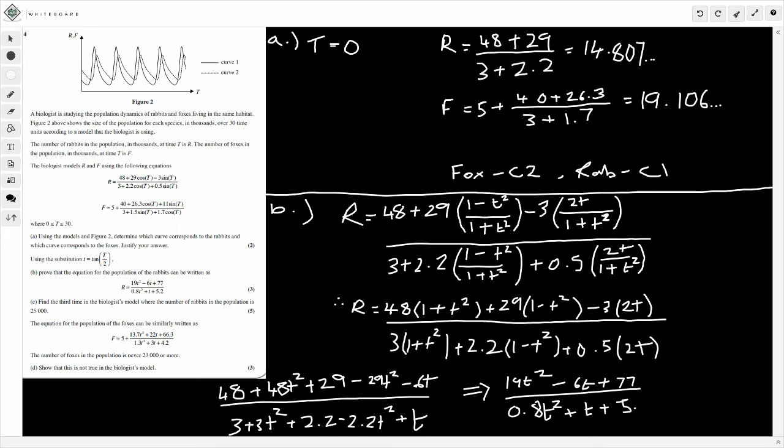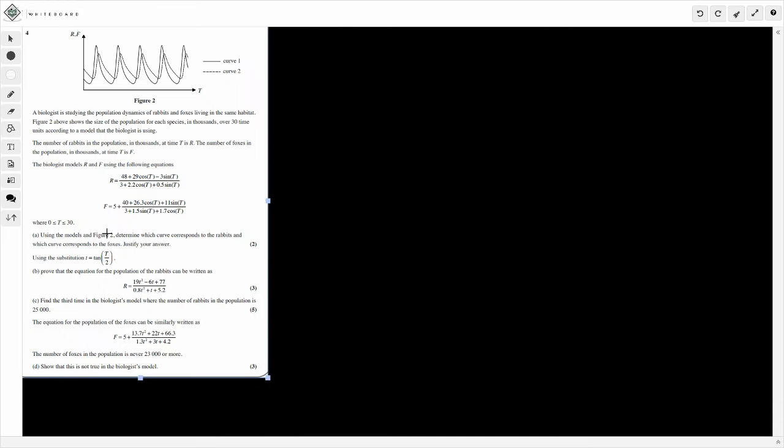So that's part A and part B done. Let's move on to part C. Carrying on with part C, we have to find the third time in the biologist model where the number of rabbits in the population is 25,000. So it's 5 marks, and there is quite a lot going on. So let's have a look at tackling it. First off, we need to use the model that we've just worked out, this simplified version here. It's going to make life a lot easier.